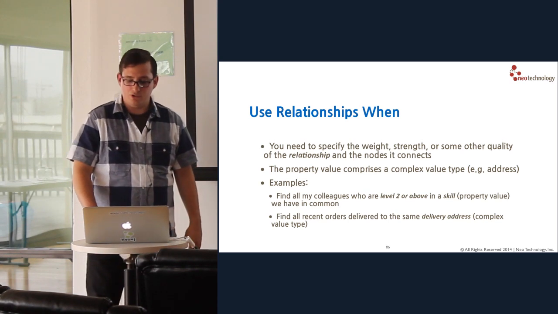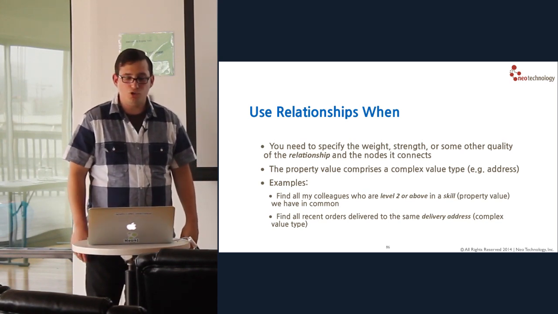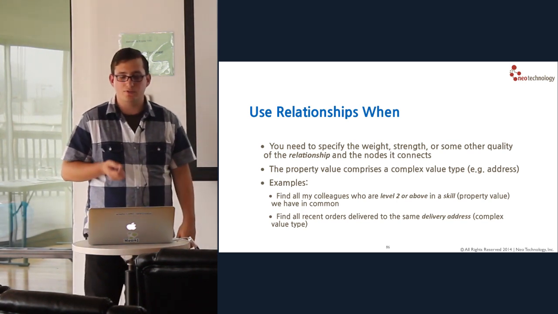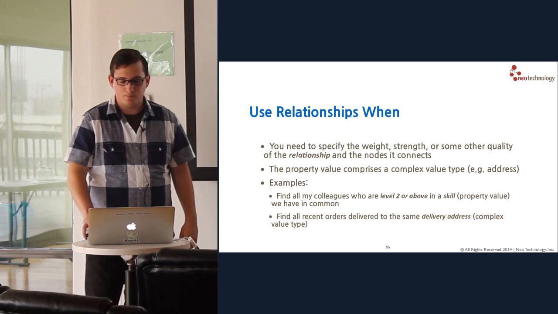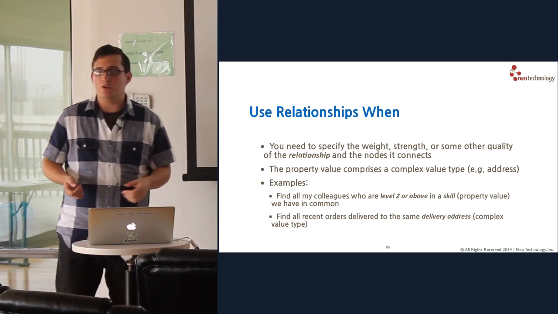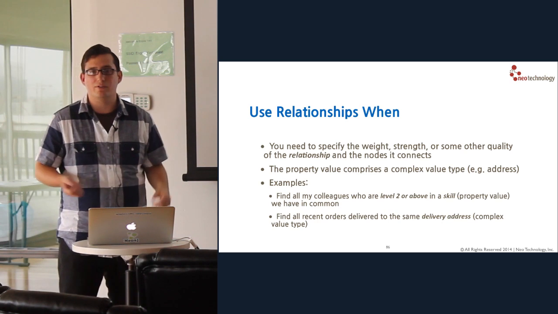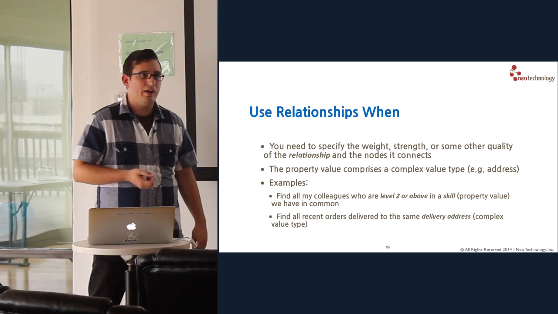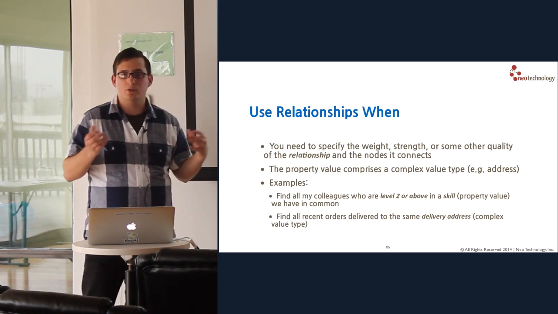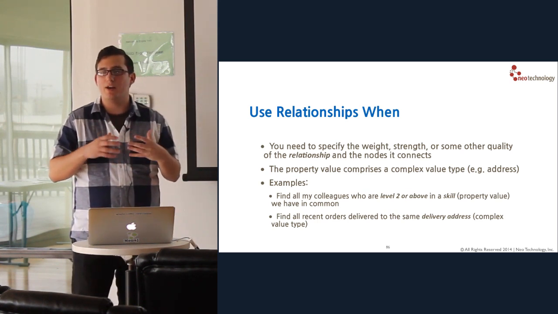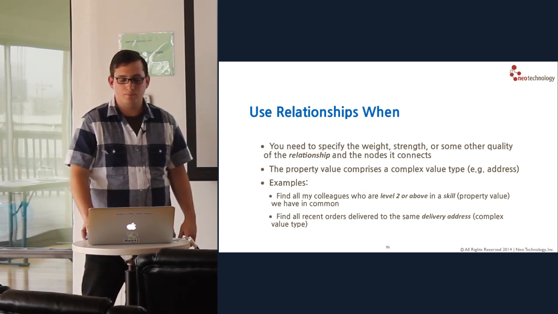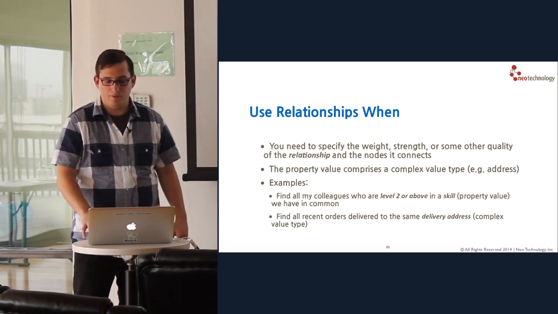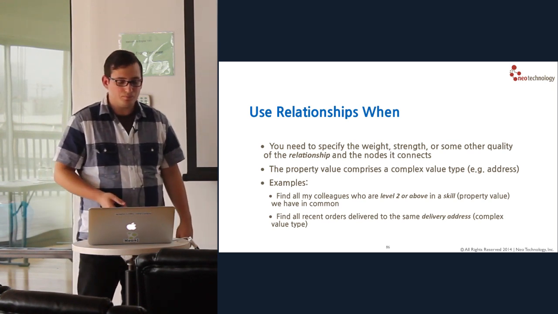So when to use relationships? You should use relationships when you need to specify some weight or quality of the connection between nodes. That's first and foremost. Also, if the value comprises a complex value type, for instance an address, then you're going to want to use a relationship. Another example is if you have a value that multiple people share, then you're probably going to want to create a node for that and then attach a relationship. For example, if you have multiple people living at the same address, that's very valuable to have as well.